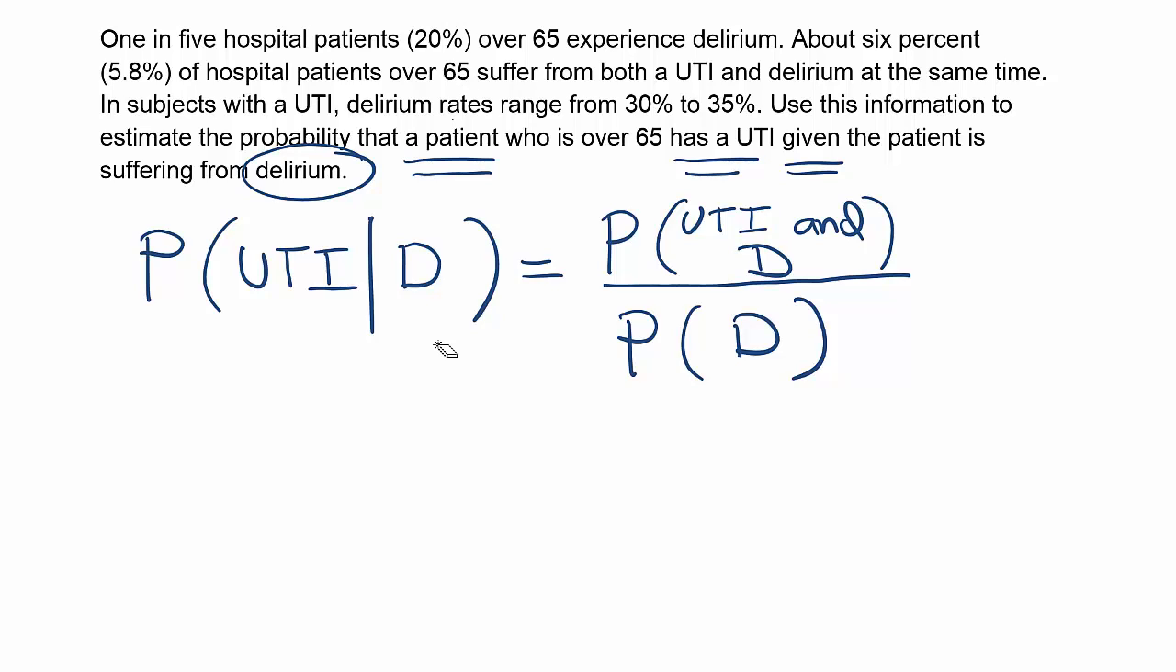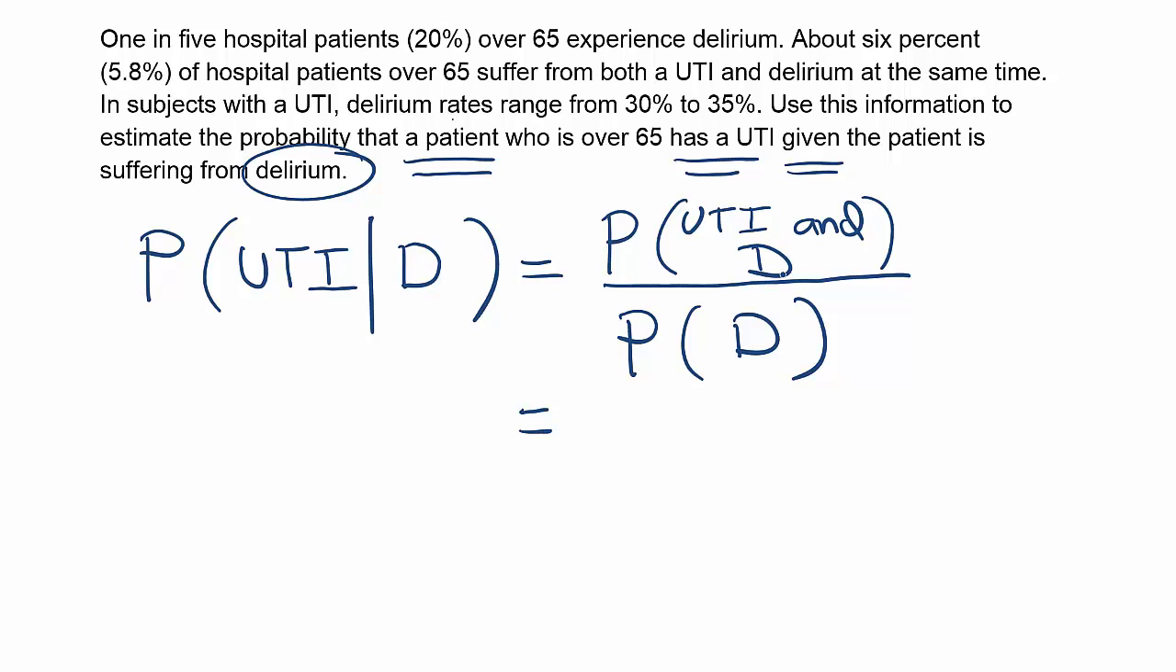Now, what we have to do is simply read the paragraph again and try to find these probabilities. You'll notice that they gave us several percentages, right? We have 20%, 5.8%, 30%, and 35% given. We have to know which ones are useful and which ones aren't useful. So this is a matter of critical reading at this point. So let's go through and see if we can find the things we need. For example, probability of UTI and delirium. Do we have a probability statement somewhere in this paragraph that tells us the probability that both of those things occur at the same time?